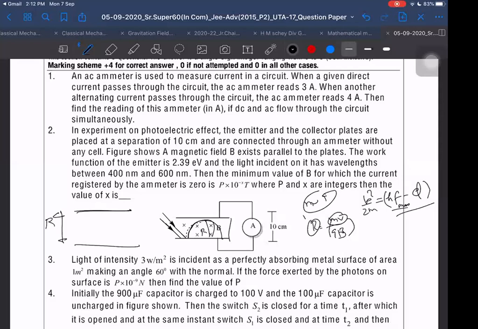Okay. So I should take MV large. For MV to be large, I should take frequency to be large. For frequency to be large, I should take the wavelength to be small. Okay. So according to this, I have to choose this one. Sir, but it should be greater than the work function. Sir, it should be less than that of the work function. Sir, lambda.